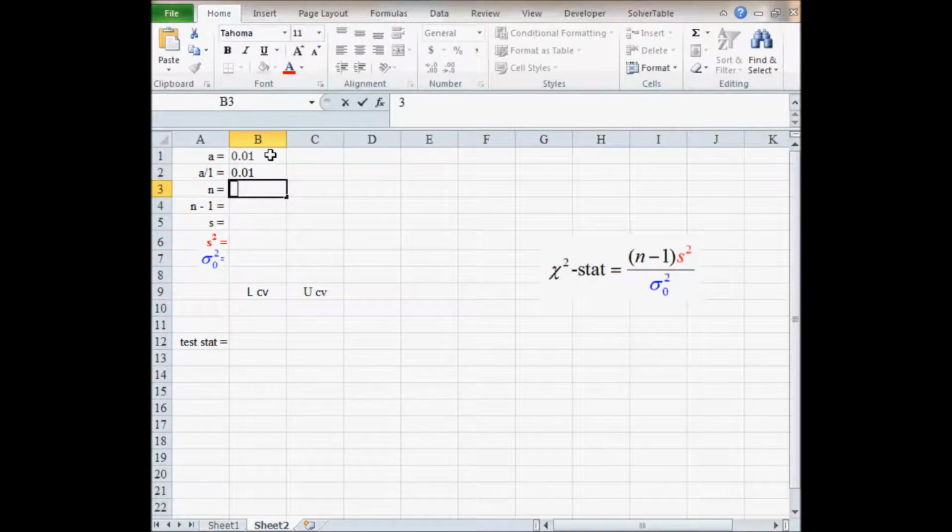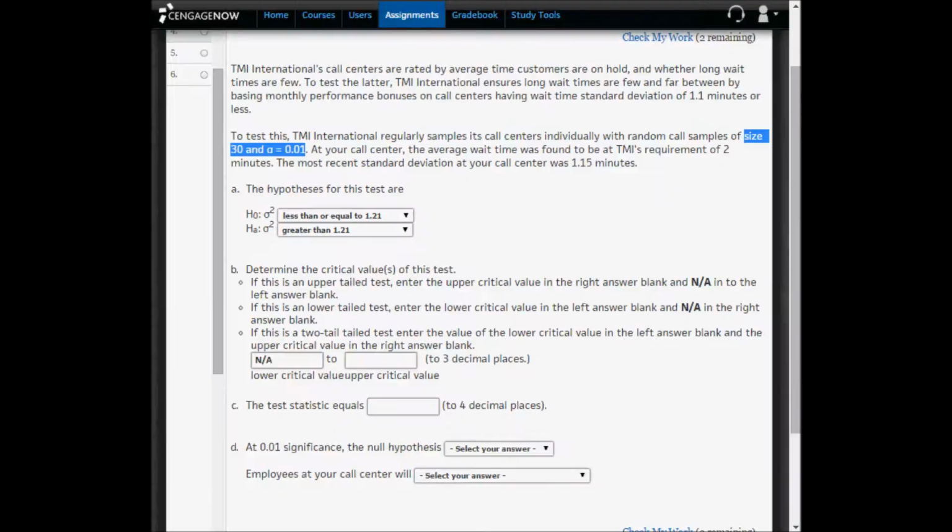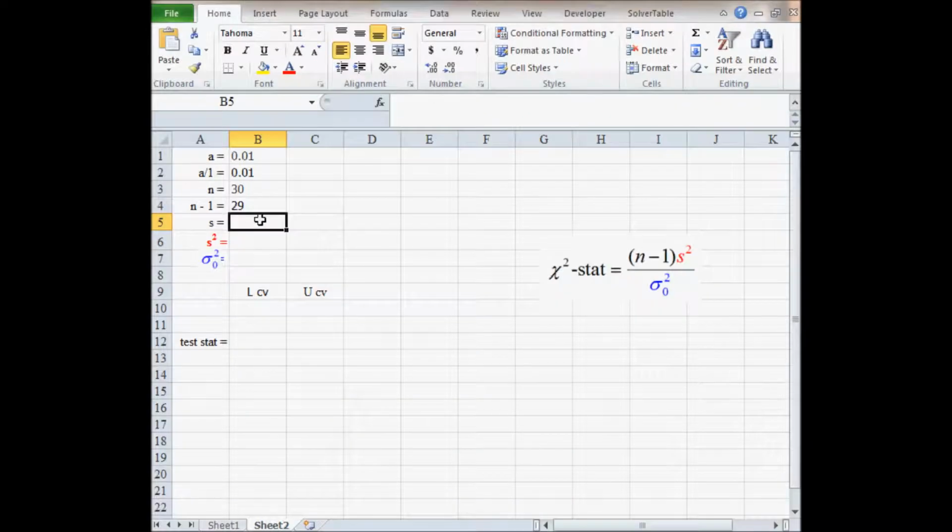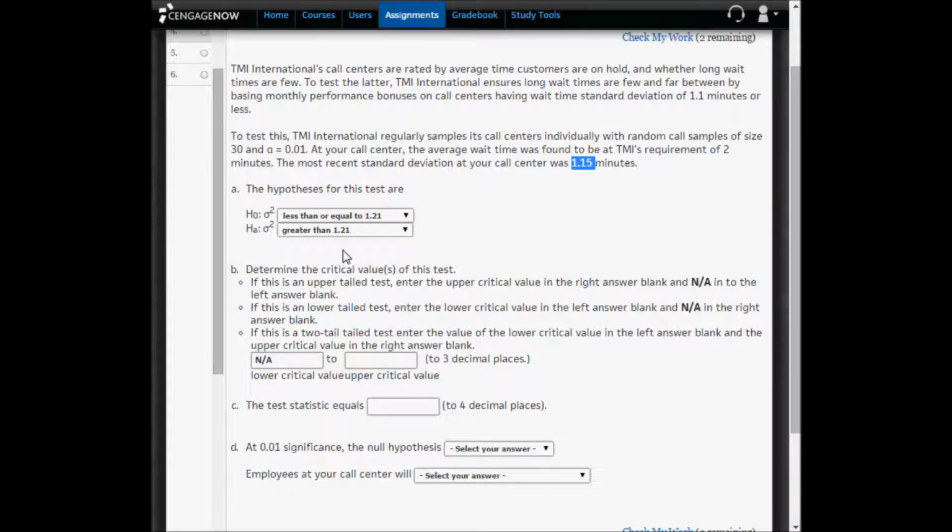The sample size is 30. The degrees of freedom is 30 minus 1, 29. The sample standard deviation was 1.15. So the sample variance is the square of that. The hypothesized value is 1.21.